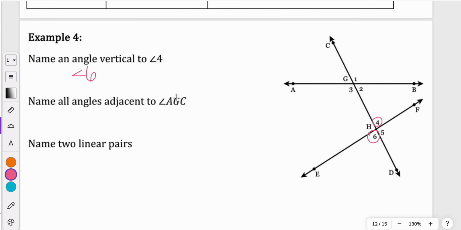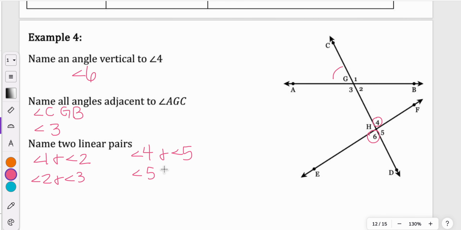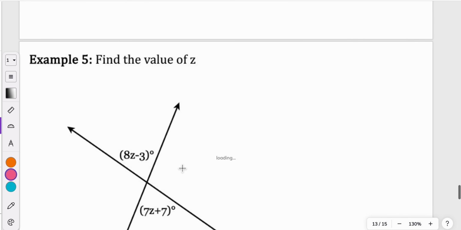Name all angles adjacent to AGC. Here's AGC. So I can say angle CGB and angle 3. I couldn't do A3H. That would be a weird thing to say about an angle. And then 2 linear pairs. This one I would just use numbers, so like angle 1 and angle 2. Or you can even say angle 2 and angle 3 because they're making 180 degrees or a straight line. You can even go down here at the bottom, angle 4 and angle 5, and angle 5 and angle 6. All those are linear pairs.